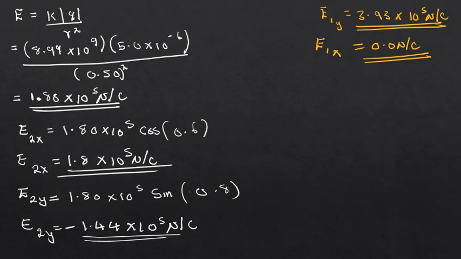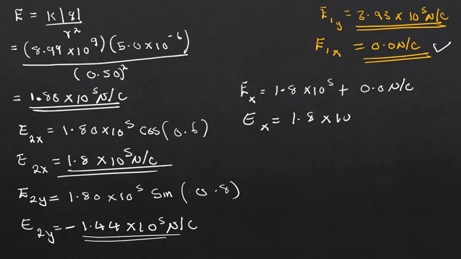So from here we can now sum everything. We can say that the electric field in the x is going to equal, in the x we have 1.8 multiplied by 10 to the power 5, plus, in the x we also have 0.0 newtons, which happens to be here, and our final x will just be 1.8 multiplied by 10 to the power 5.